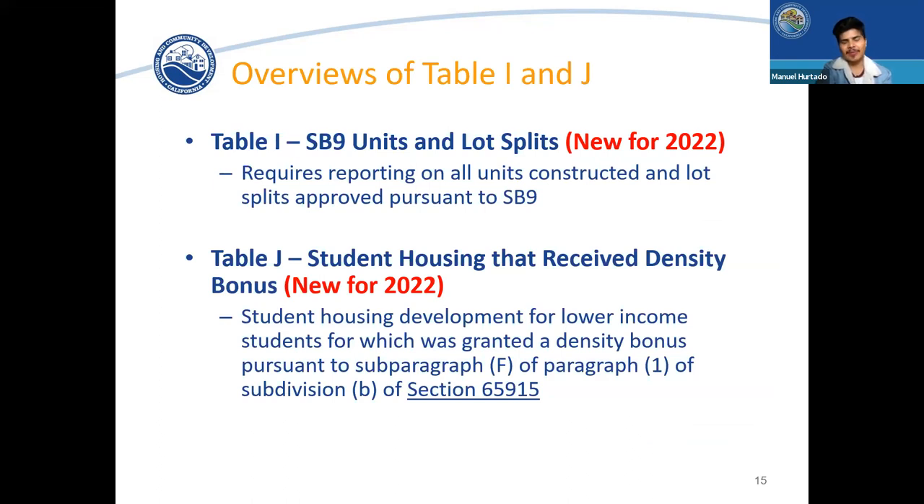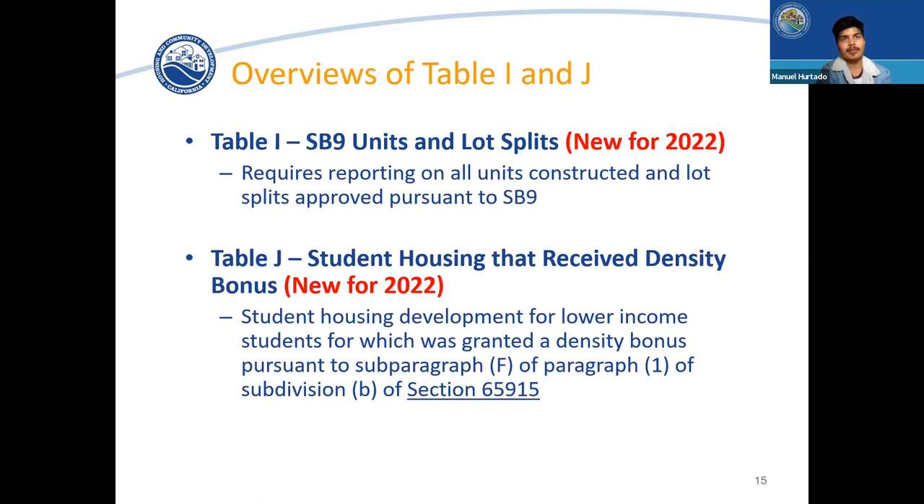For Table I, Chapter 162, Statutes of 2021, SB 9, requires ministerial approval of certain housing developments within a single family zone that contain no more than two units, as well as ministerial approval for a parcel map for an urban lot split in a single family zone. Units constructed in urban lot splits approved pursuant to SB 9 are required to be reported on Table I of the APR form. Table I requires parcel identifier information and a column to indicate if you are reporting a unit constructed or a lot split.